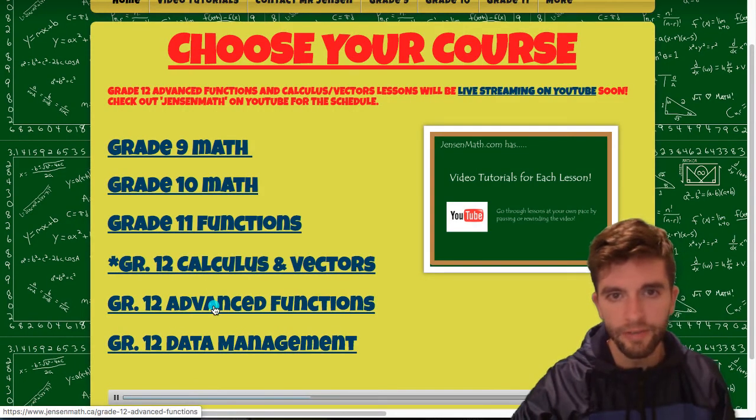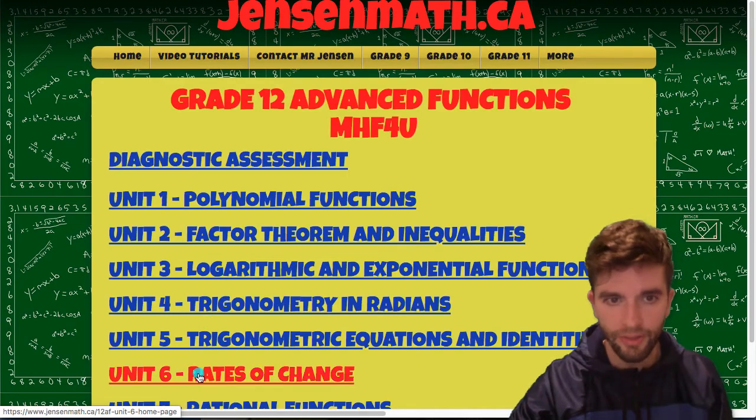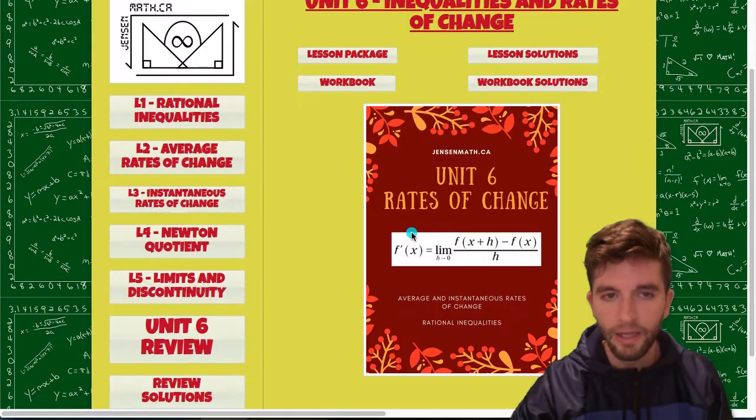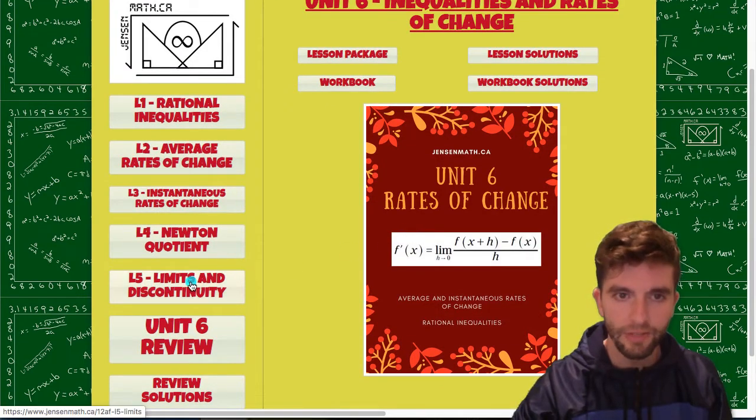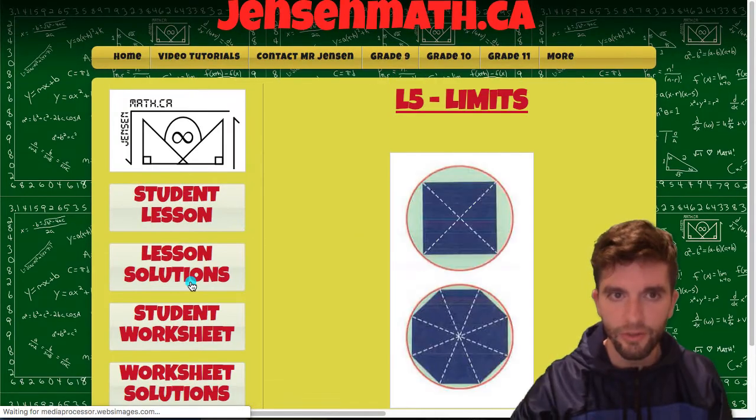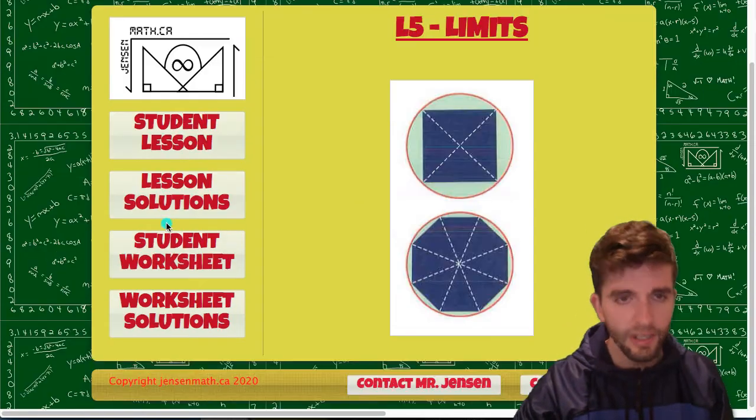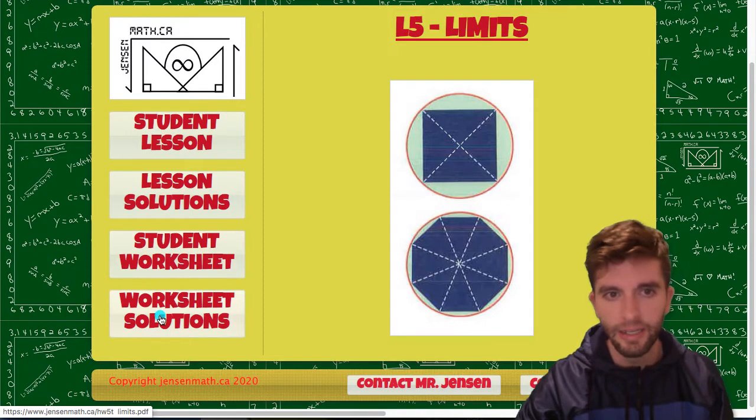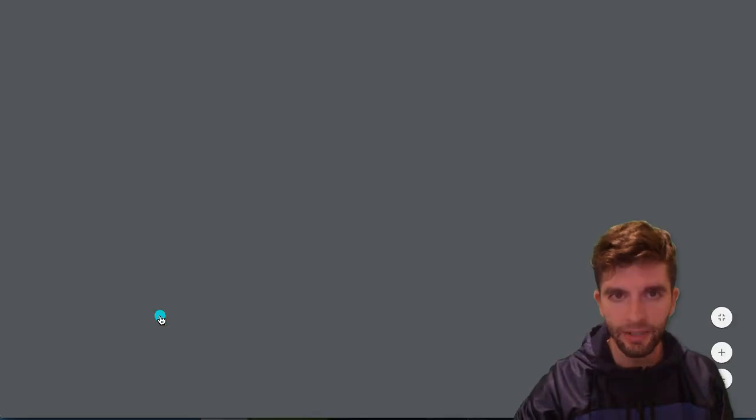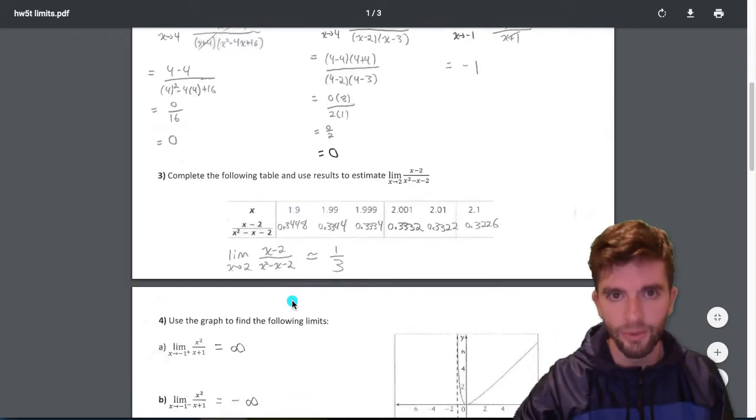We are in the Advanced Functions course. We're in the 6th unit on rates of change, and we are on lesson 5, limits and discontinuity. So you can get a blank copy of the lesson here, and after the lesson you can get some practice problems here at the student worksheet. And after you try the practice problems, you can check your solutions here by clicking on Worksheet Solutions. So when you're ready, let's get started.